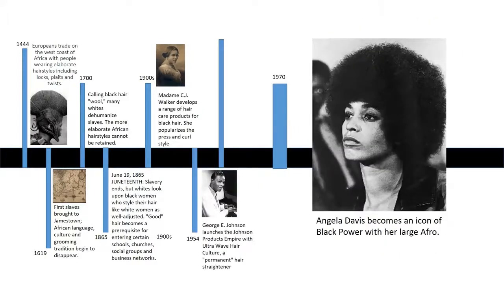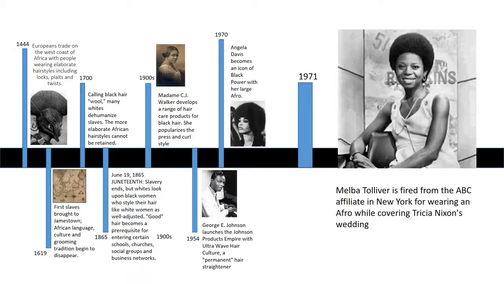In 1970, Angela Davis becomes an icon of Black power with her large afro. In 1971, Melba Tolliver is fired from the ABC affiliate in New York for wearing an afro while covering Tricia Nixon's wedding. She was fired for her hair.